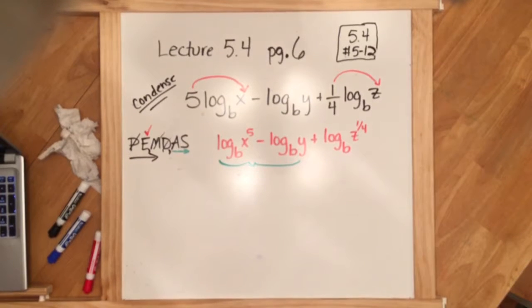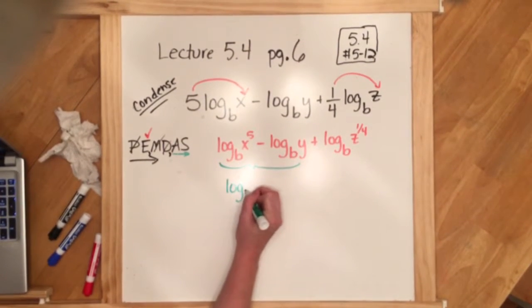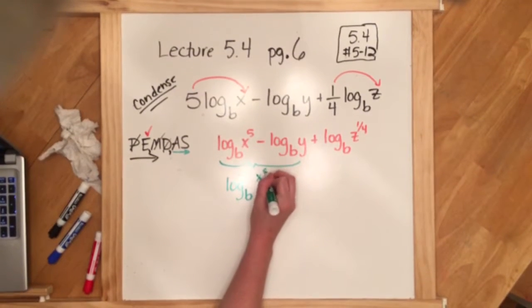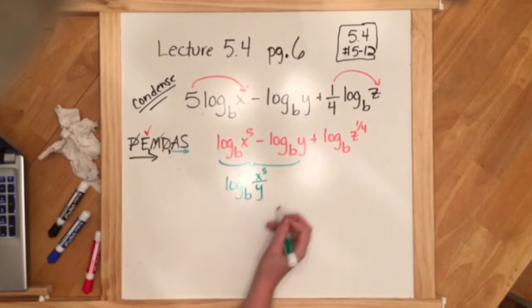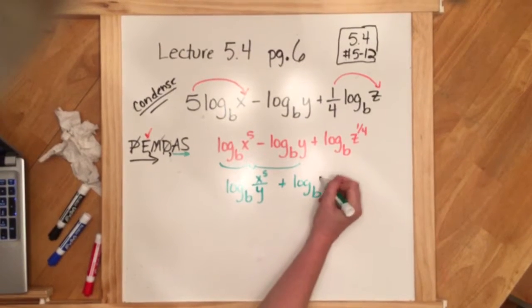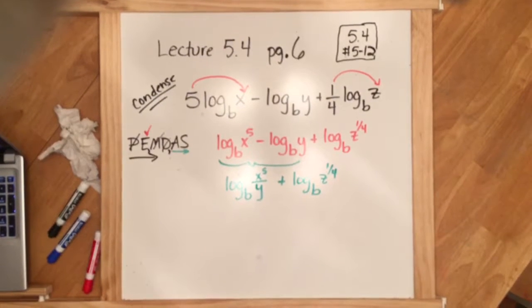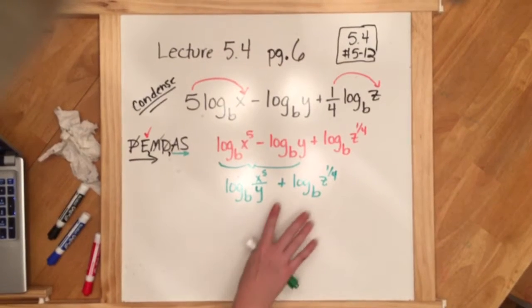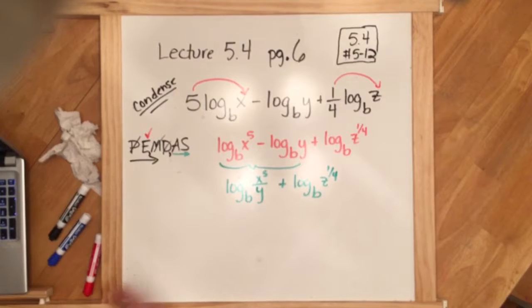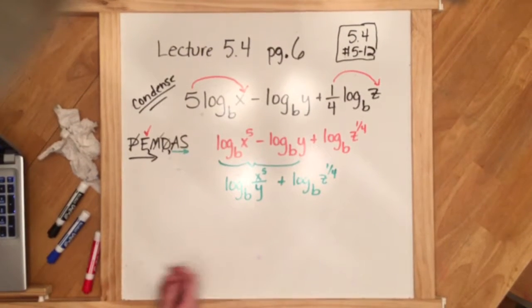And we combine subtraction into one logarithm with division. So that's log base b of x to the 5th over y. And then we still have our plus log base b z to the 1/4. And then the next thing in order would be the addition. And we combine addition with multiplication.